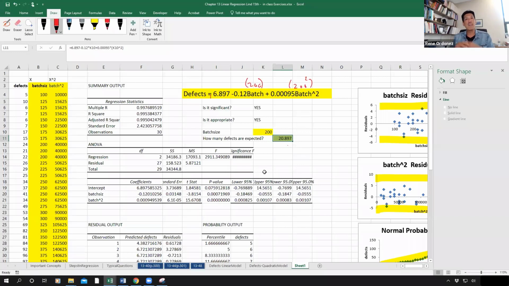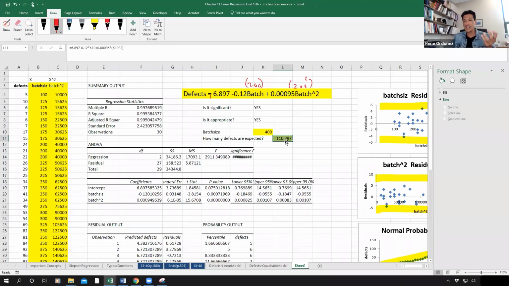So you'd say that in a batch size of 200, you would expect 20 or 21 defective units. Okay? But if somebody says, let's run a batch size of 400, how many defective units are we going to expect? Well, let's just replace that cell with 400. And here we go. That's your number of defective units.